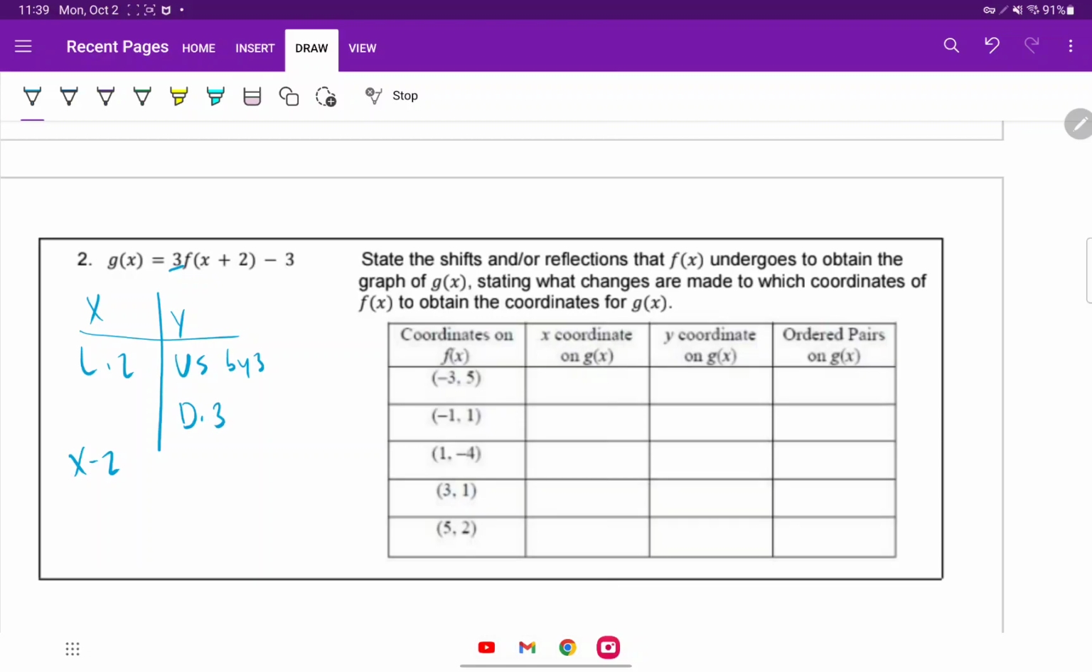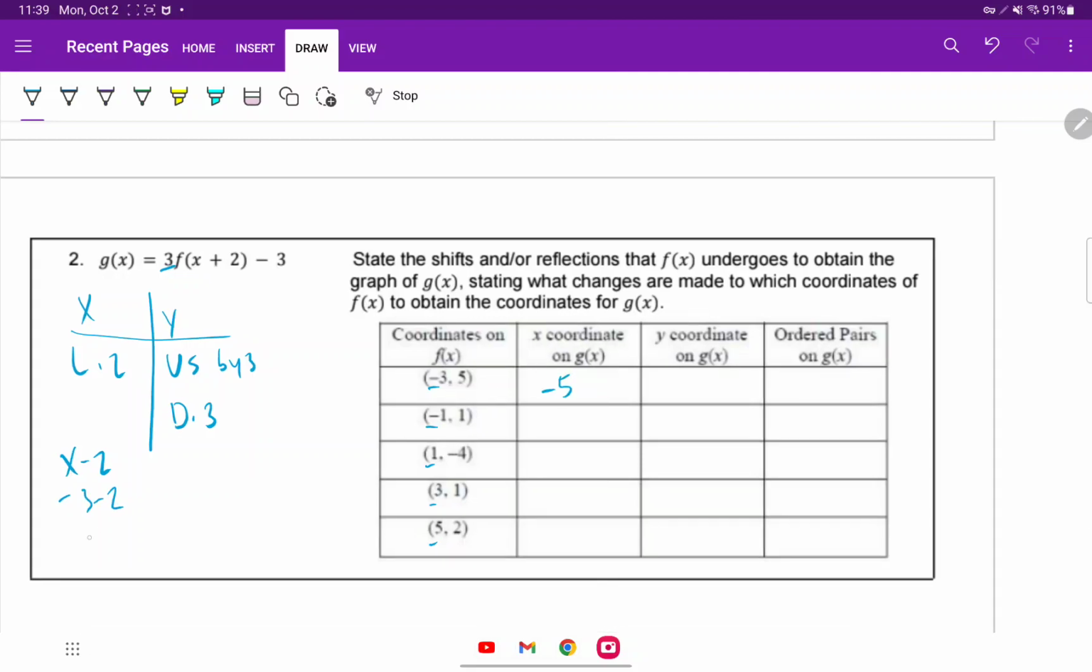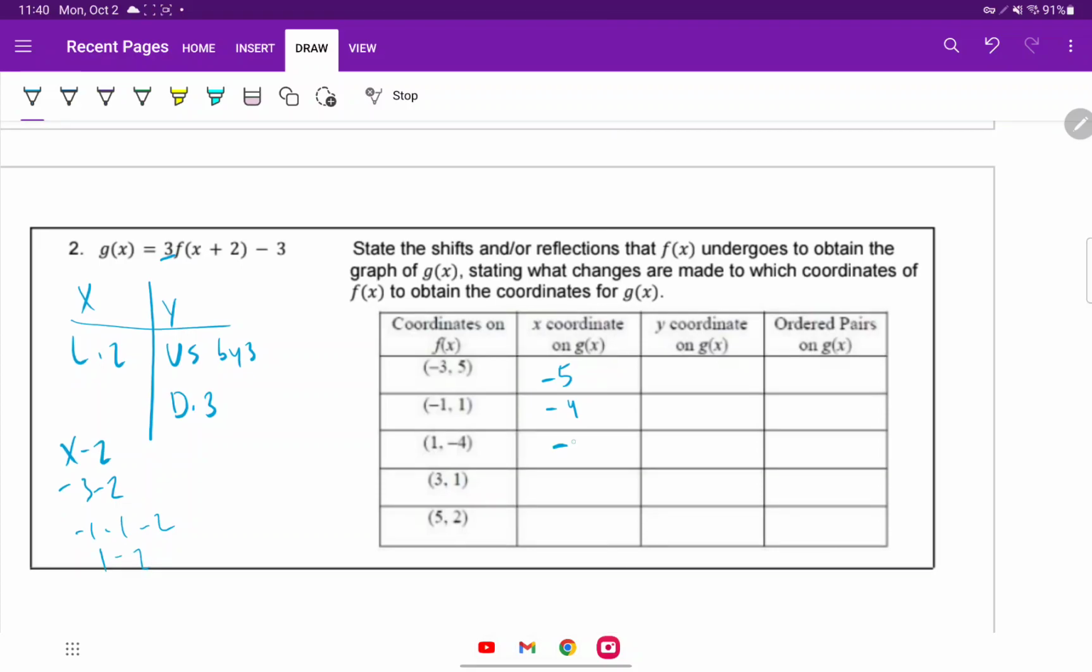Alright, so let's do our x values first. We're looking at these numbers right here. Left 2, so negative 3 minus 2 is negative 5. Negative 1 minus 2 is negative 3. Let's take a look at our next one: our 1 right here, we plug that in. So 1 minus 2 is negative 1. 3 minus 2 is 1. 5 minus 2 is 3.